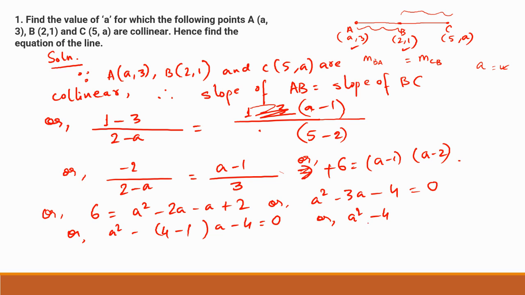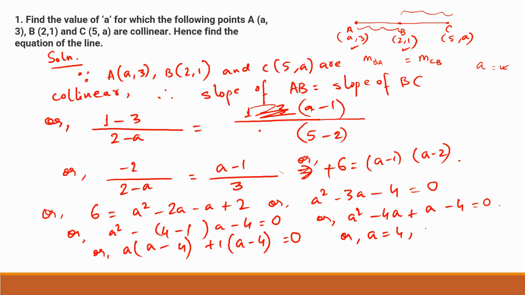Hope this is clear to you guys. Hope you are comfortable doing factorization. Any such problems, let me know. If you have a problem in factorization and stuff like that, which I am expecting you know, just in case, write in the comment section. I will reach out. A times A minus 4 plus 1 times A minus 4 equals 0. Or A equals 4 and A equals minus 1.